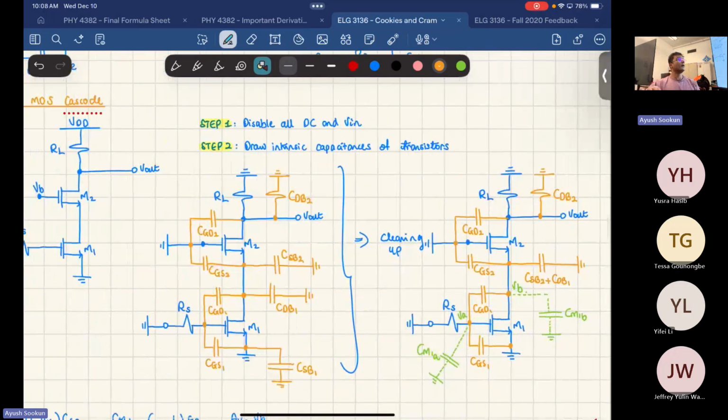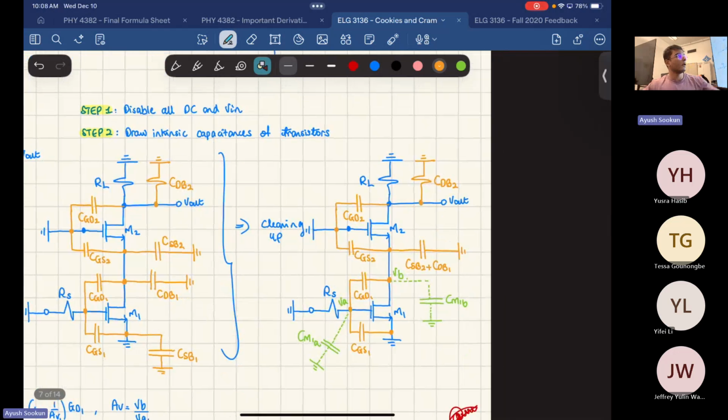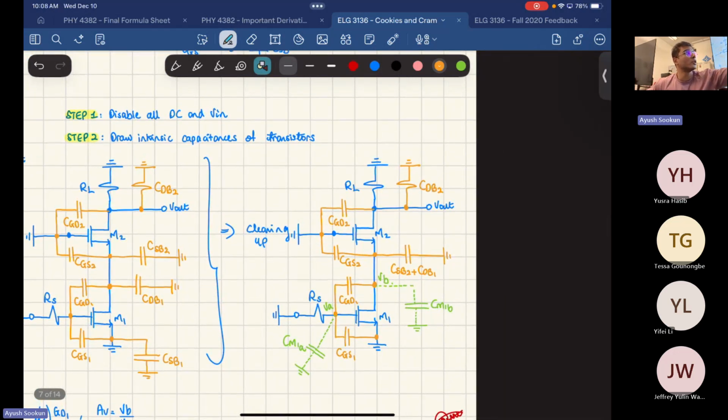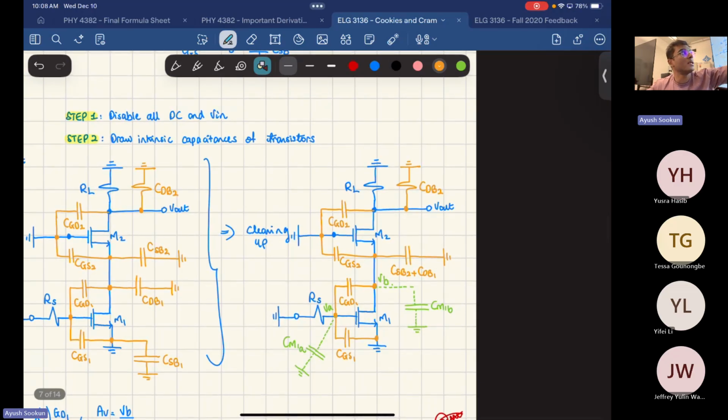If you go back here, you have a capacitor connected between VA and VB. You need to find the ratio of VA and VB. This you don't care because VA starts here. But VB is associated with this part of the circuit, so you have to consider it.